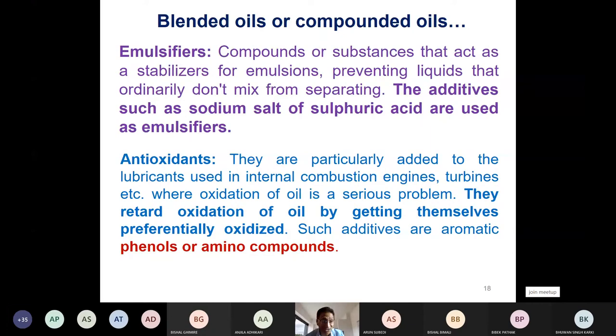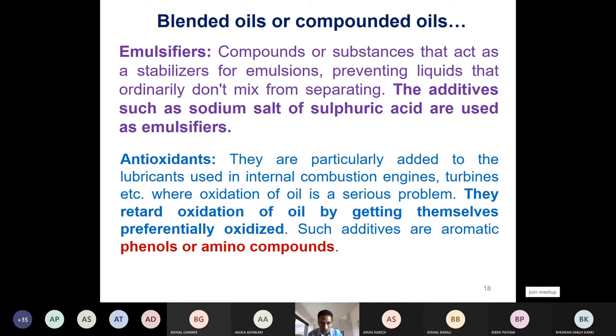Next is the antioxidant. They are particularly added to lubricants used in internal combustion engines, turbines, etc., where oxidation of oil is a serious problem. They retard oxidation of the oil by getting oxidized first, so that it will not allow the oxidation of the oil. Such additives are aromatic phenol or amino compounds.